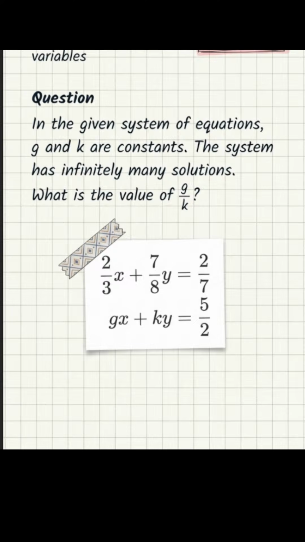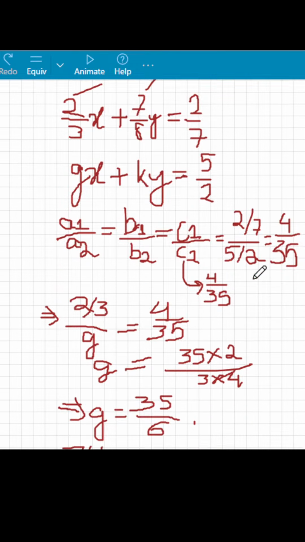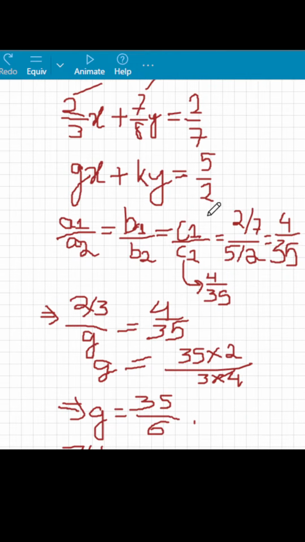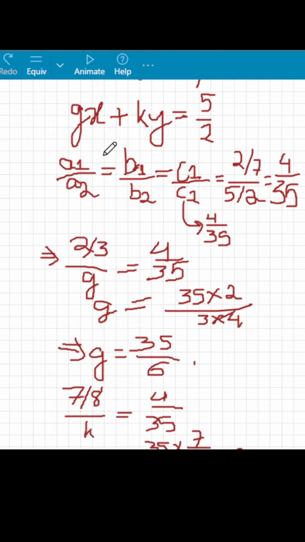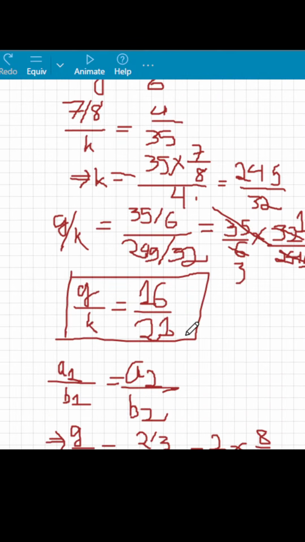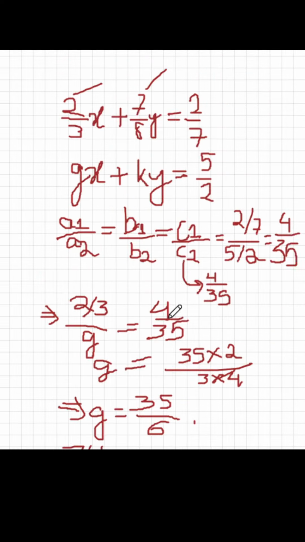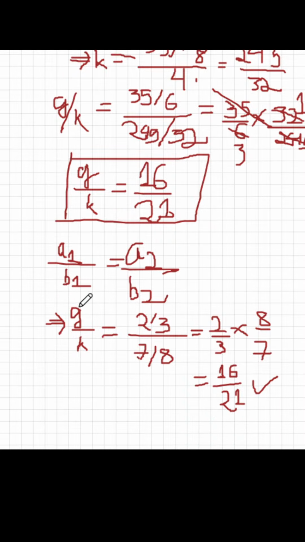So you can have a look at the solution here. We wrote the equations, we applied the formula for infinitely many solutions, and then we found out c1 by c2, as we have here two known constants, and then we equated them in the equation, and we found out g and we found out k respectively, and then we took the ratios here. Or we can directly also find the values by doing a1 by a2 is equal to b1 by b2. So that means a1 by b1 is equal to a2 by b2, and then a1 and b1 are known, that is 2 by 3 and 7 by 8, and a2 by b2 we can find the ratio of g by k.